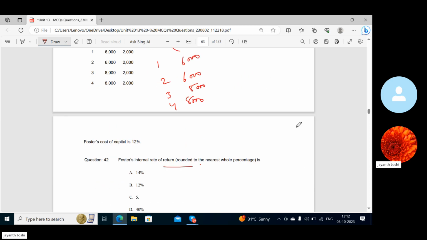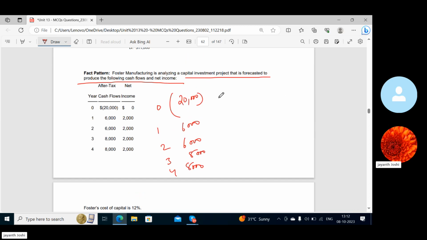We are going to take the discount factors at the rate of 12%, the cost of capital is 12%, right? At the rate of 12%, the first discount factor is going to be 1.00. This is the present value we're going to find. Then 0.893 at the rate of 12%. How I got this: 1 by 1.12 to the power 1. And the second one 0.797, then 0.712, and then 0.636. You multiply these two and you'll get the present values.